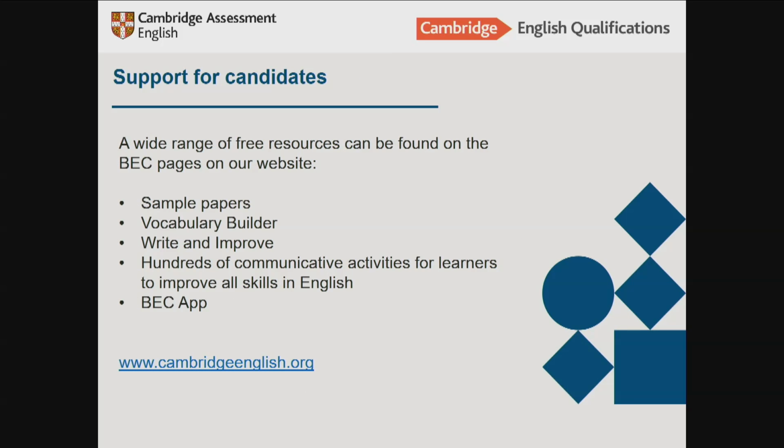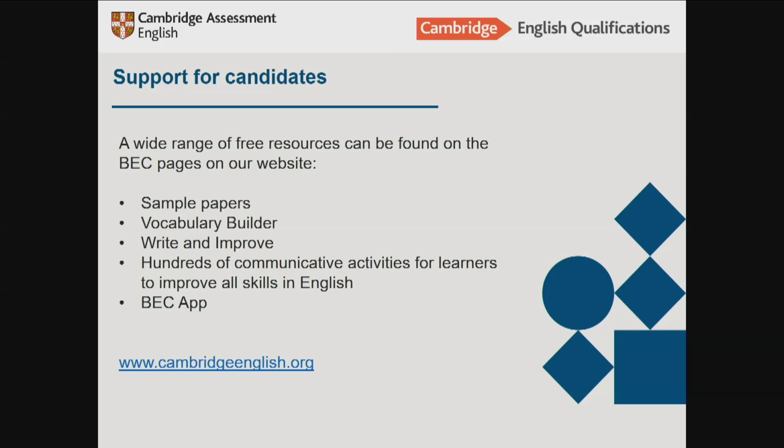Okay, so in addition to those hints and tips that I've given you, there's a wide range of free resources that are available on our website. I've mentioned the sample papers, and you really should try all of those for the business qualifications, but you can also try our general English sample papers as well. They will also be of great use to you.